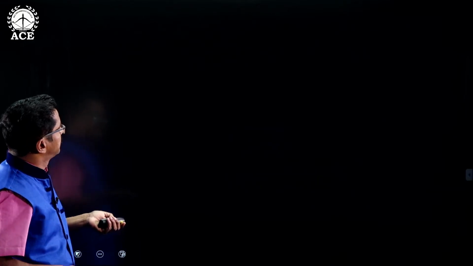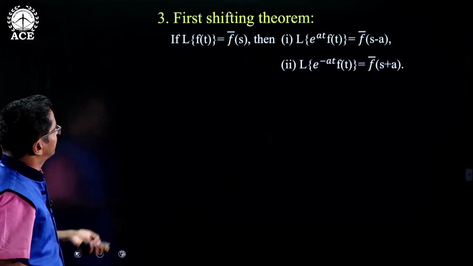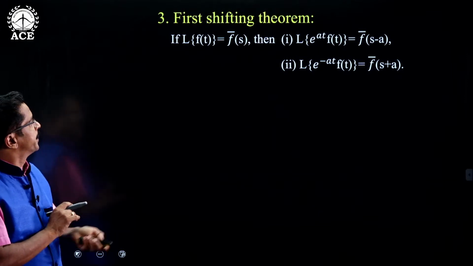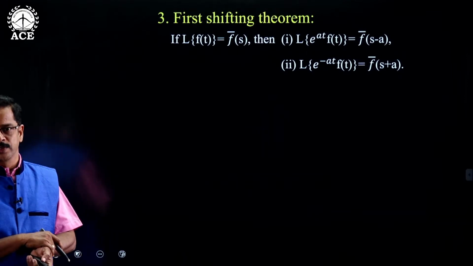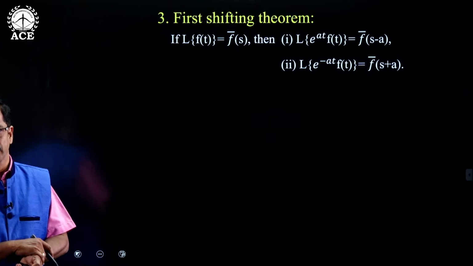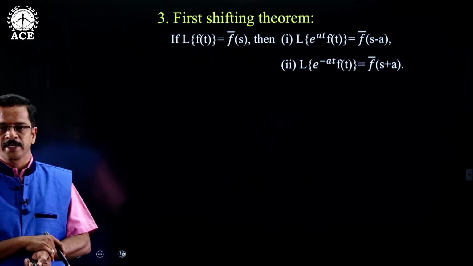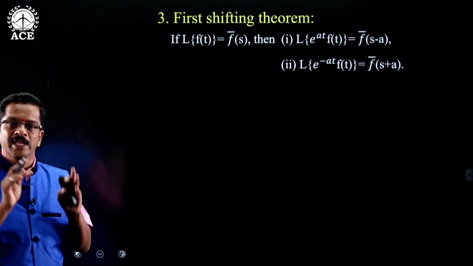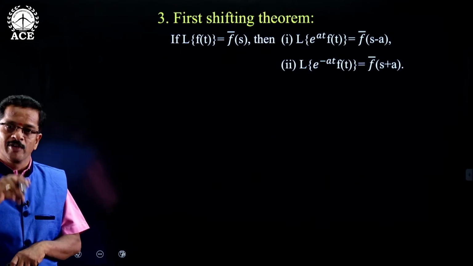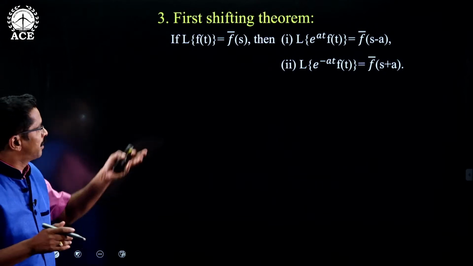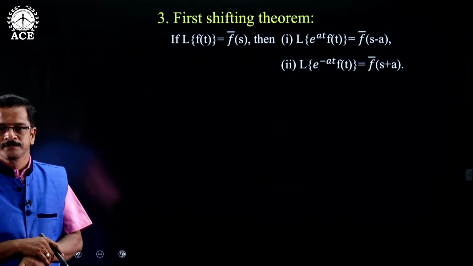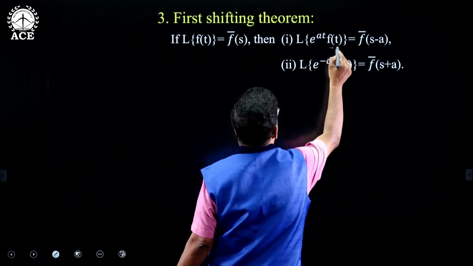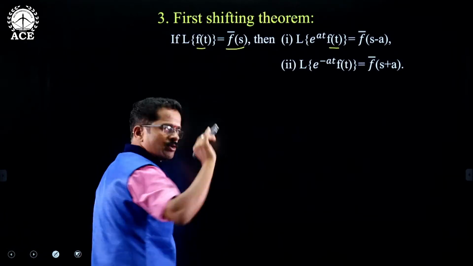Next one is the first shifting theorem. This is also an important property which we use in further problems, most frequently used when a function has a combination with an exponential. How do we evaluate the Laplace transform? That we come to know here. Right? See, f of t, if we evaluate its Laplace transform, that is f bar of s.